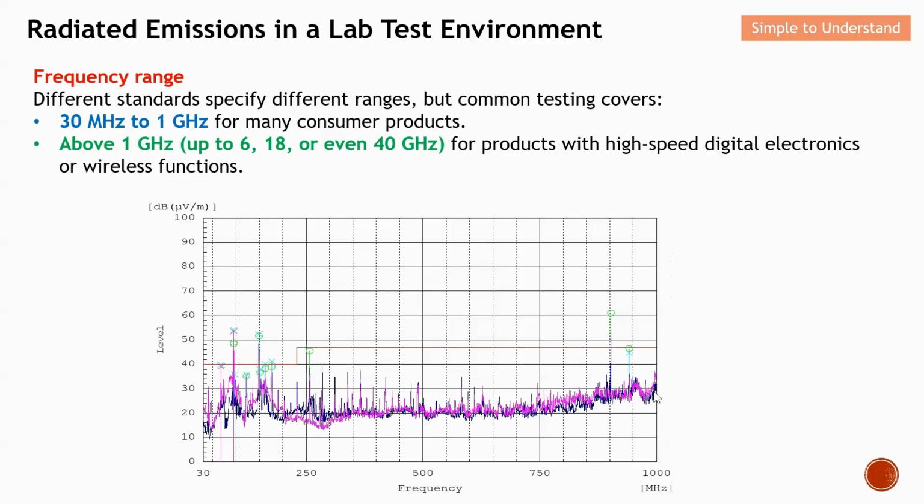From this diagram here, you can see that mainly it is from 30 megahertz to 1 gigahertz testing. As I mentioned, this is very, very common for a lot of standards. And recently, as I mentioned earlier on, we moved to higher frequency. So therefore, we also need to test the higher frequency of emission by radiated emission.